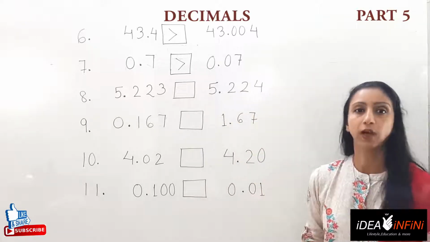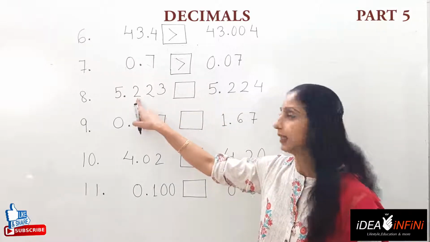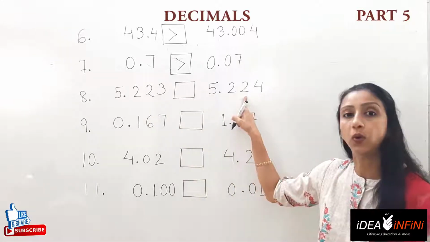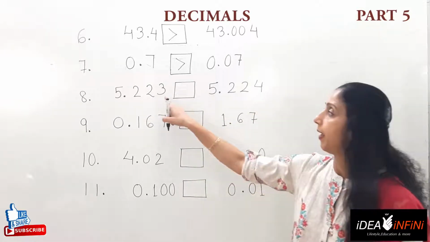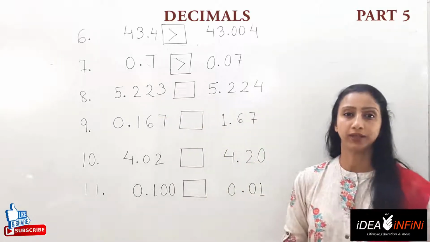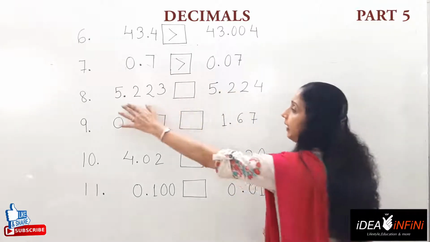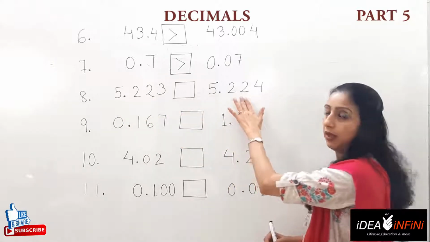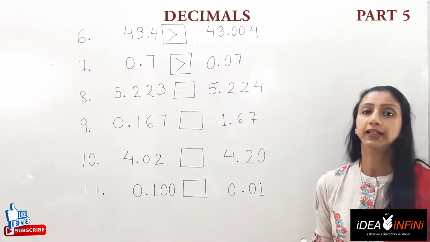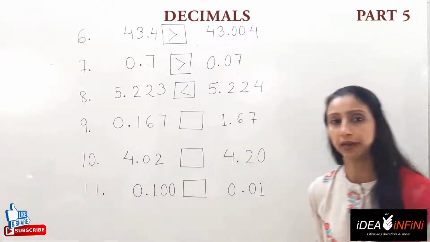5.224. What I see is the whole number also is same, 5. The first digit after the decimal is 2, here also 2. Once again it is 2 and here also it is 2. So we compare this last digit, 3 and this 4. 4 is greater. So unless and until I am getting a digit which is unequal, I am stating all 3 digits as equal. So here when I compare 3 and 4, I find that 4 is greater.